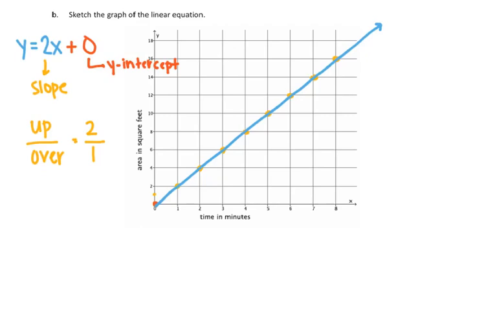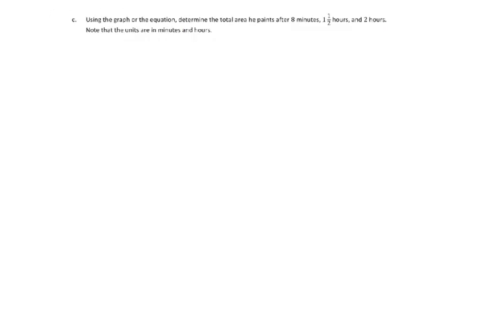So in the next part of this problem, they're going to give us some information, and they're going to ask us to determine the total area that he's painting after a certain amount of minutes. So I'm going to flip to the next slide, but I'm going to keep in mind that my equation is y equals 2x, okay? Where that y value is representing the area that he's painting, which is square feet, and that x value is representing the number of minutes. So I'm going to write that out here for us. I'm going to write y equals area and x equals minutes, okay?